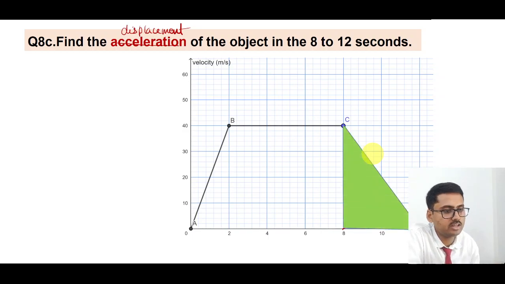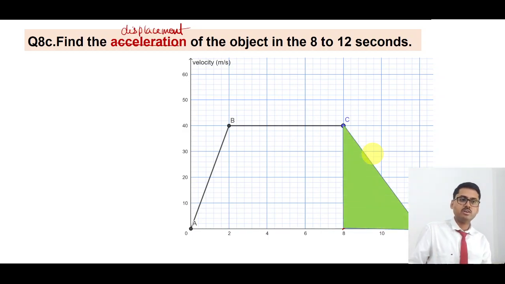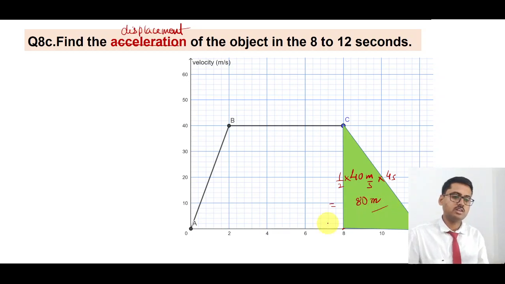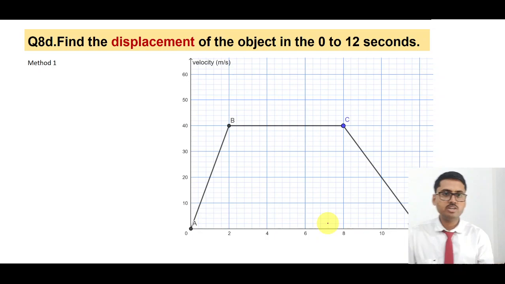So again we can calculate the area of this triangle and we can get the answer. This I'll leave up to you. I'll just write the answer over here directly. This is half into 40 meter per second multiplied by 12 minus 8, and that will be 4 seconds. This is coming as 80 meter. Okay, this was the interesting question.